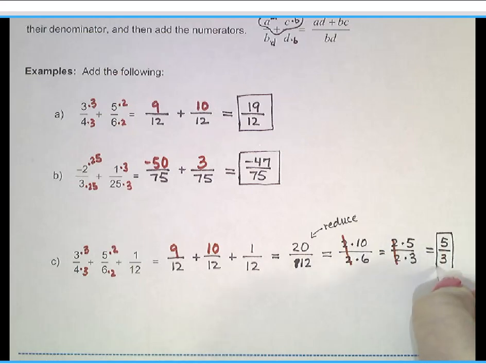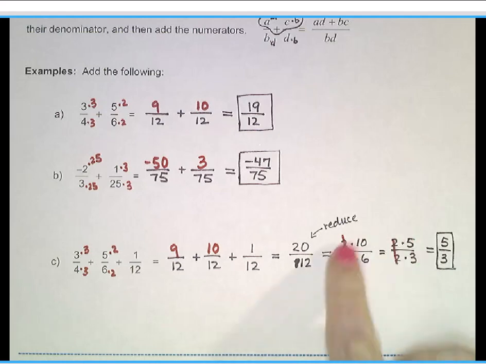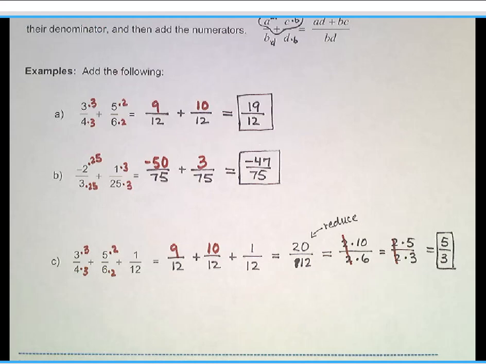We're going to leave it as an improper fraction. So just make sure you reduce that final answer if it's possible. There are a lot of ways you can go about reducing it, whatever method you want to use, but that's just what I used. So that's how you add fractions.